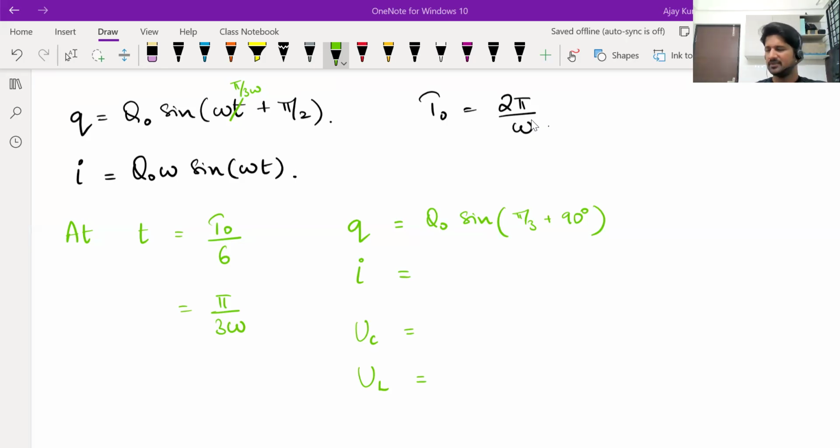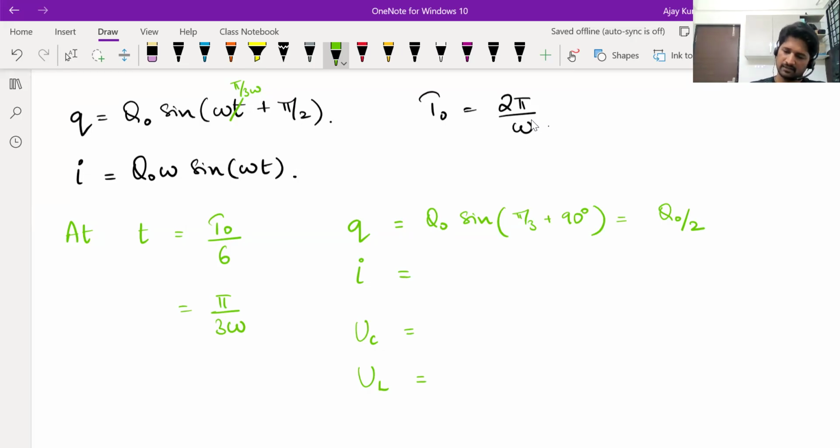Fine. Sin theta plus 90 is cos theta. So this effectively becomes Q naught cos pi by 3. Pi by 3 is 60 degrees. Cos 60 is 1 by 2. So Q naught cos 60 becomes Q naught by 2. Therefore, we can say that the capacitor has lost half its charge. Means half the charge has left the plates of the capacitor and is in the process of getting transferred. That's the charge at that moment.